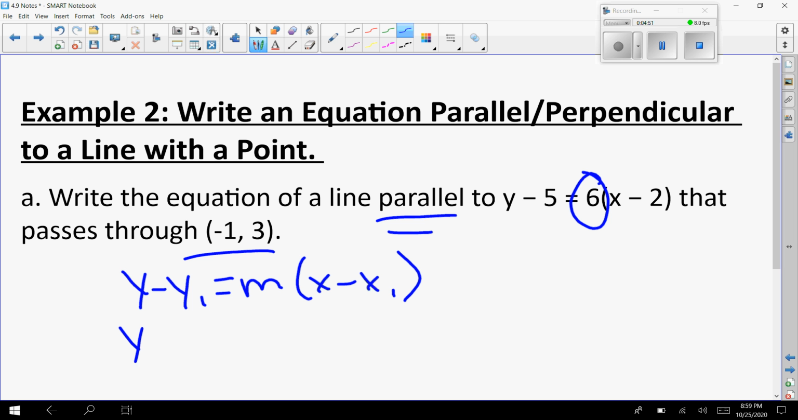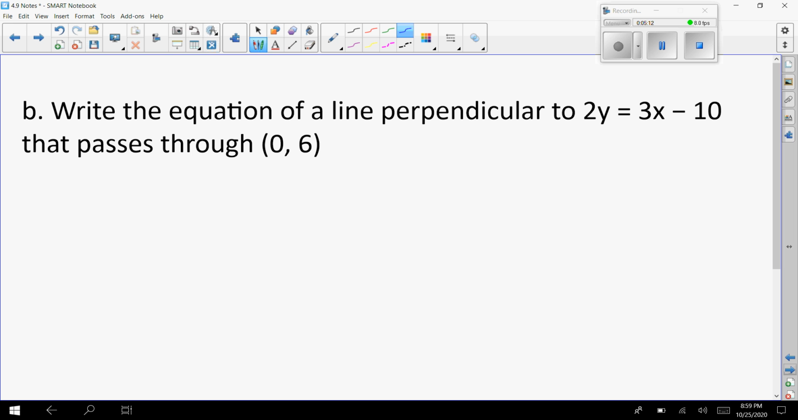The point is -1, 3, so we put 3 in place of y. Our slope is 6. And in place of x, we put minus -1, which ends up being plus 1. Since it says write an equation, we can leave it in this form or we can change it to slope-intercept.